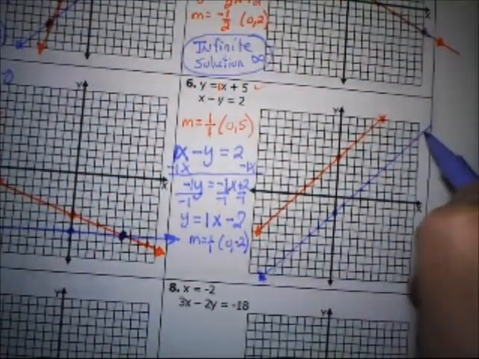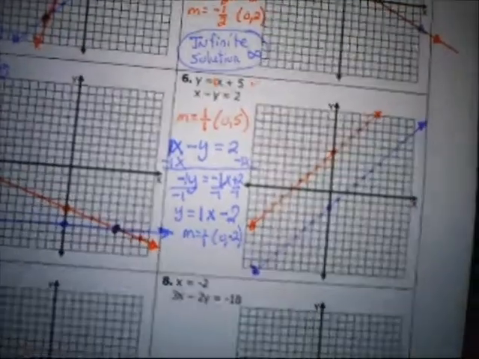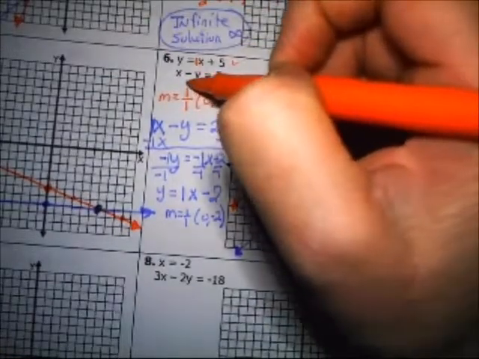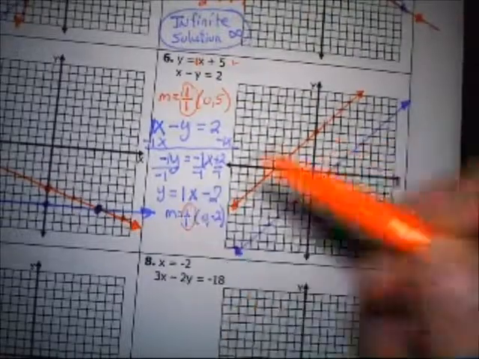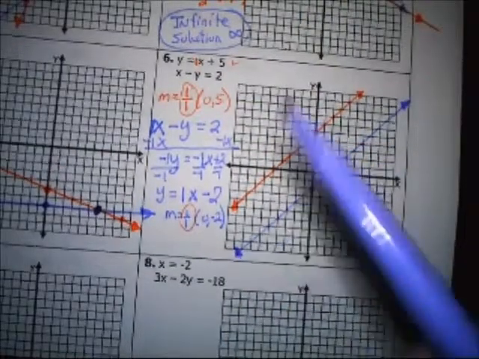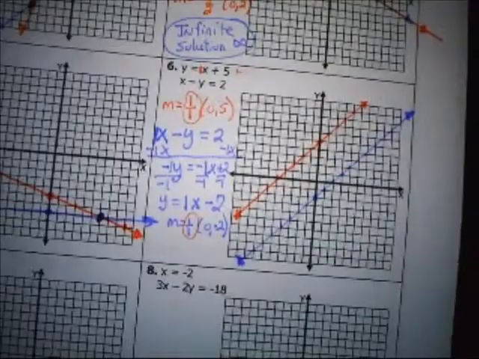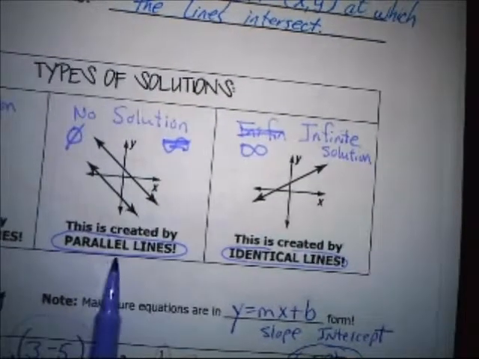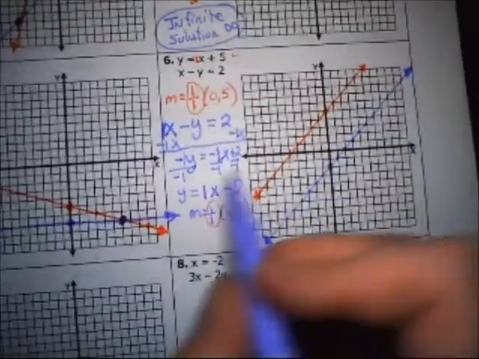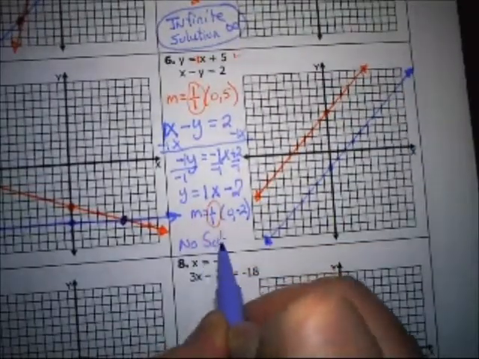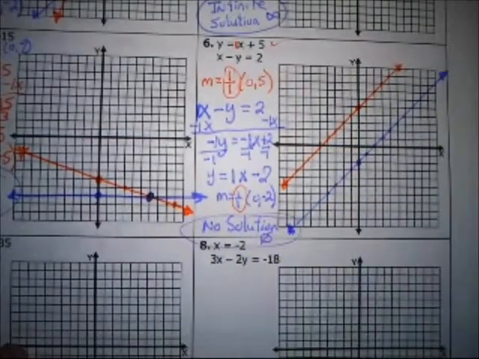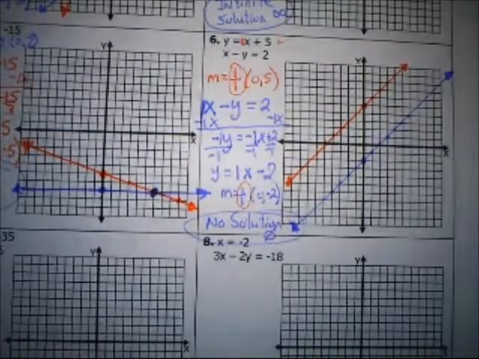And now, if I look at my lines, I notice that they're not going to intersect. Okay? And I also notice the slopes are identical. They're the same. So parallel lines will never intersect each other, therefore there is no solution for parallel lines. Now you can either write the words no solution, or you can write the symbol, that is the 0 with a line through it.